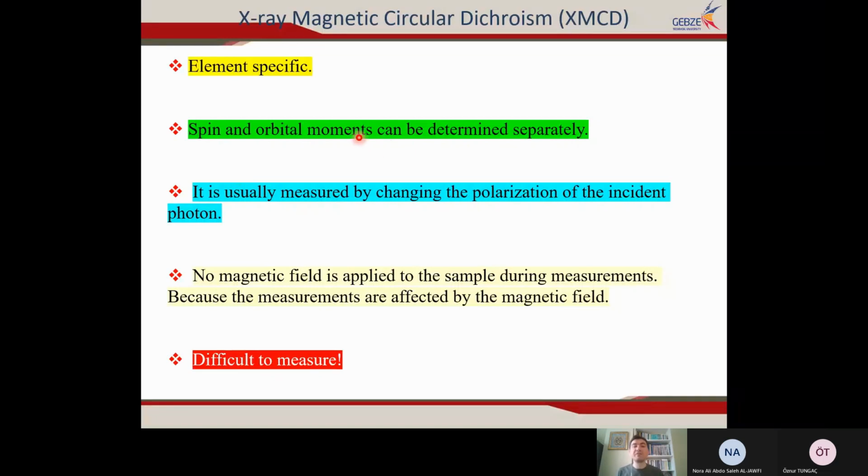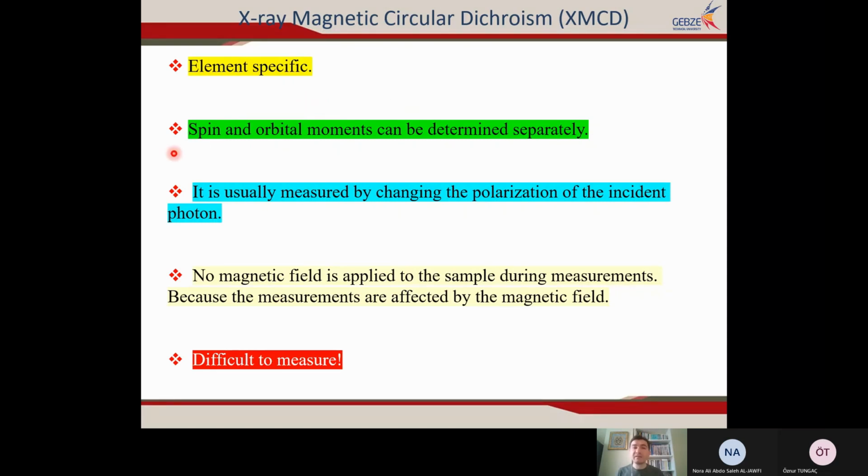In addition to that, if you have an alloy, for example, CoFeB, cobalt, iron, boron, then you can investigate each element within the single layer element specifically. So you can investigate the magnetization of the cobalt, magnetization of the iron, and you can also investigate boron specifically. So this is the unique property of the XMCD and XRMS methods.